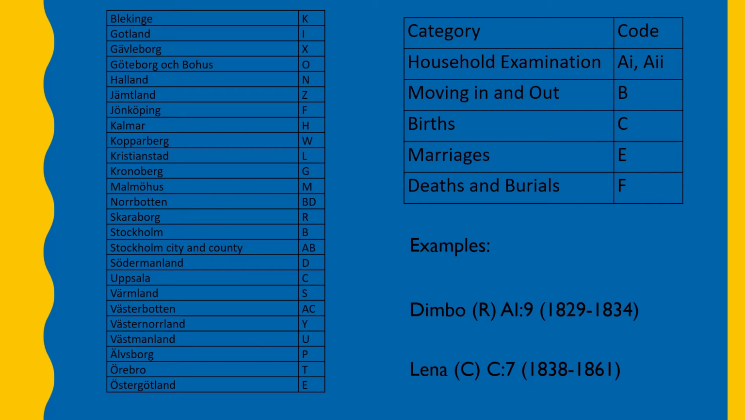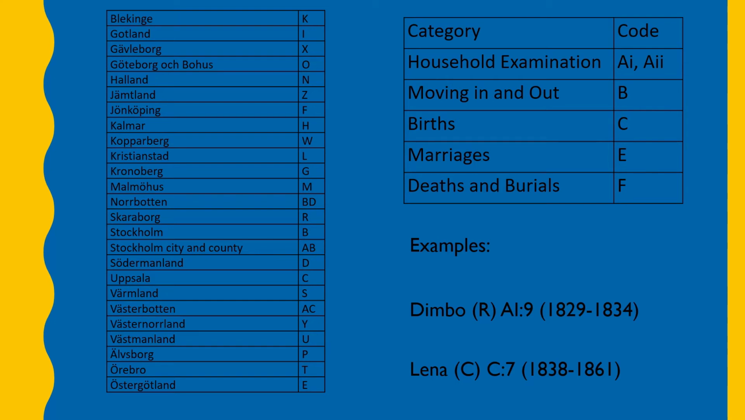So if you figured out the bottom one, Lena, pretty easy, hopefully, Lena is the parish, and Uppsala is the county, and it's the 7th book in the birth series of books, and that specific book covers the year range 1838 to 1861. There are more types of books than this, but these are the basic ones that we'll use for beginning family history in Sweden.